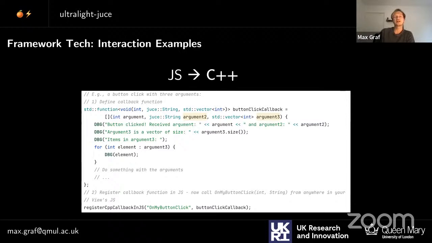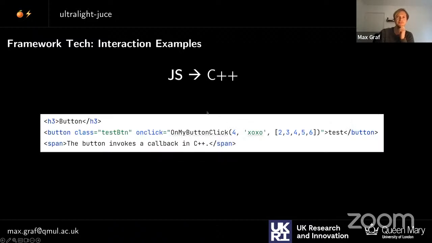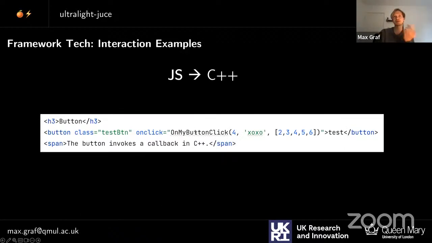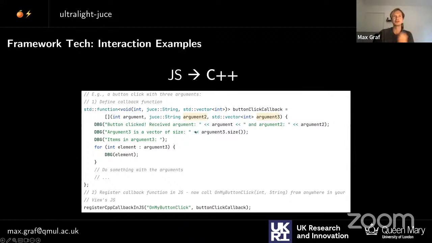We can define a lambda function, essentially saying we take an integer, a string, and a vector of integers, like we see here. And then when we click the button and register the callback with our second standardized function, we just say onMyButtonClick, do button click callback. onMyButtonClick is the same method name as here in JavaScript. And now if we click the button in HTML, we will get the data in here.